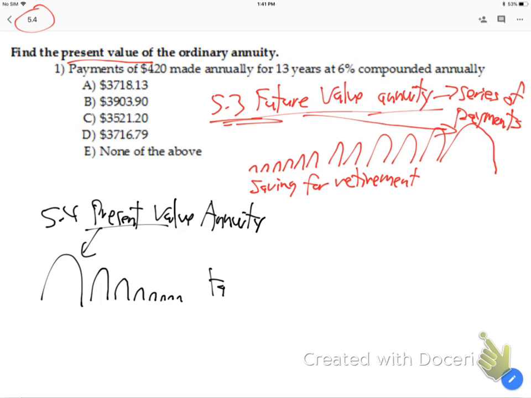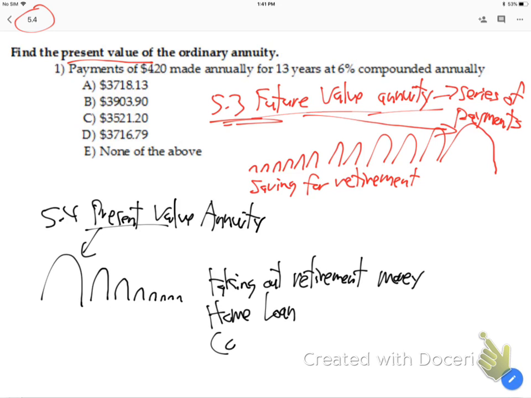So taking out retirement money, after you retire, paying yourself out of your big old saved up bank account. Or, what else is this like? A home loan or a car loan. That'd be another typical way we do present value.